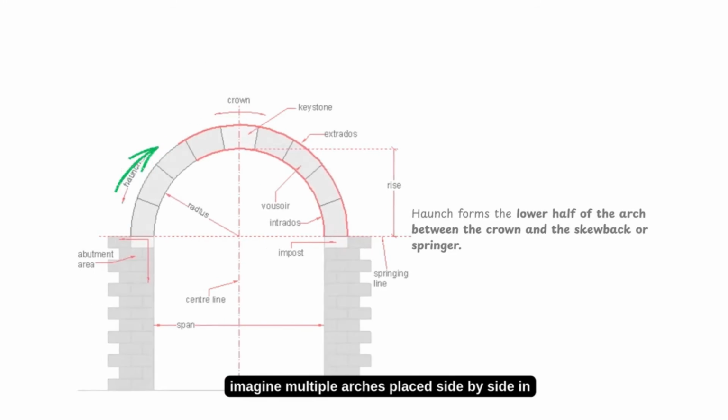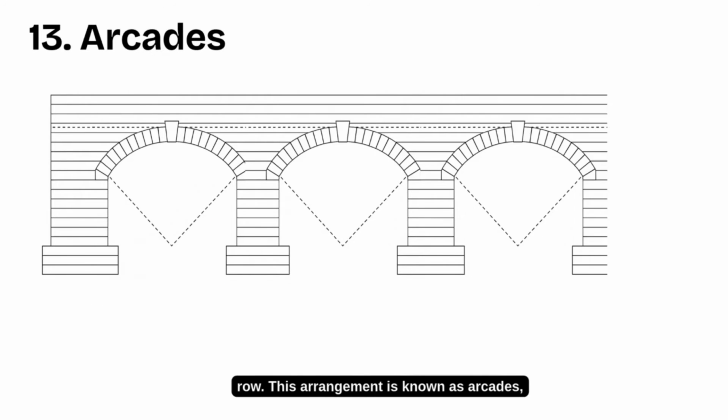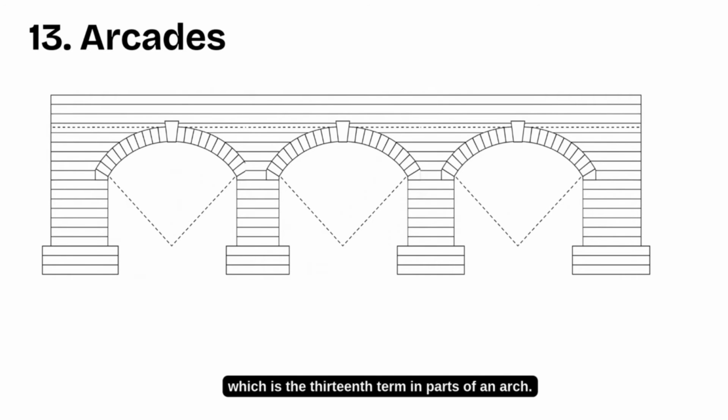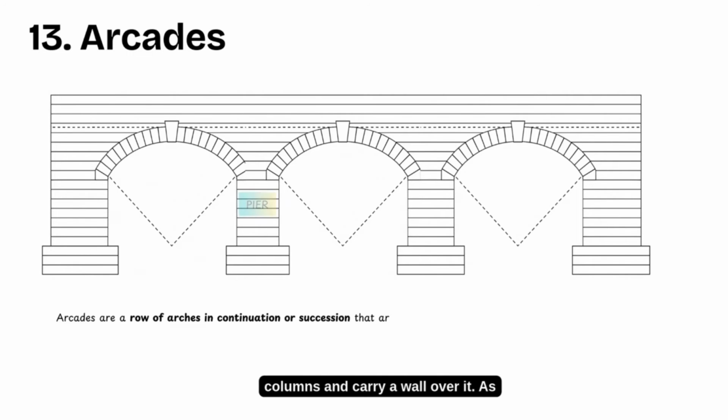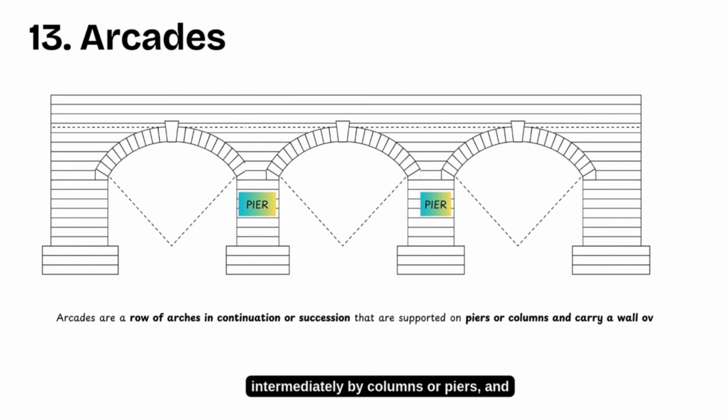Now, imagine multiple arches placed side by side in a row. This arrangement is known as arcades, which is the 13th term in the parts of an arch. Arcades are a row of arches in continuation or succession that are supported on piers or columns and carry a wall over it. As shown, a series of arches are constructed and supported intermediately by columns or piers, and at the end it is supported by abutments.